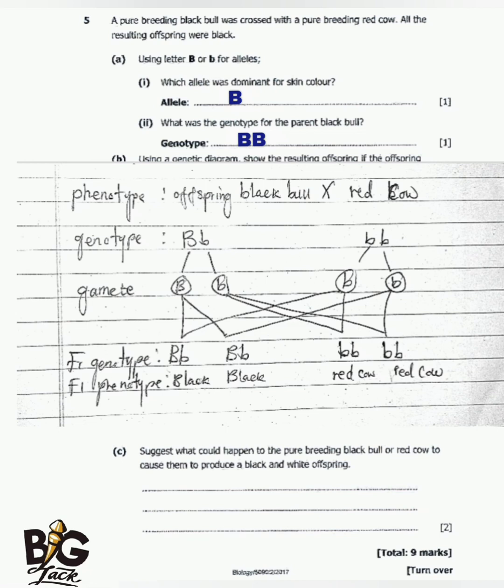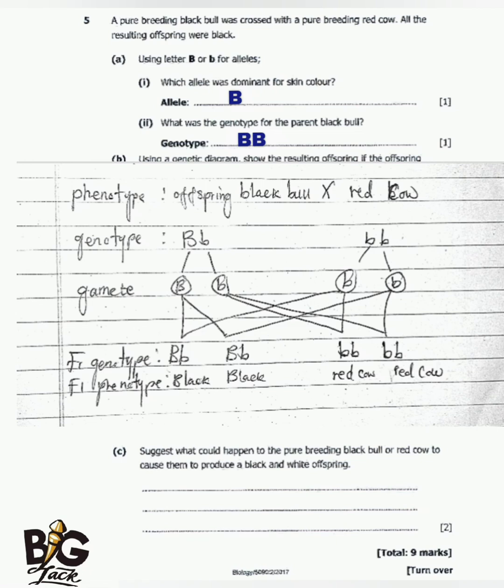So when we cross, we are going to find that the offspring we are going to have here, the first one is going to have capital letter B and small letter b. Another one is going to have capital letter B and small letter b. Then another one is going to have small letter b, small letter b. Then the last one, small letter b and small letter b. I guess you have gotten my point here.